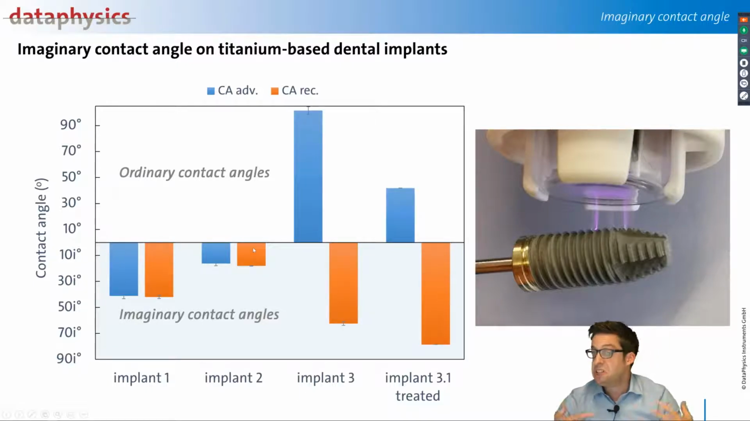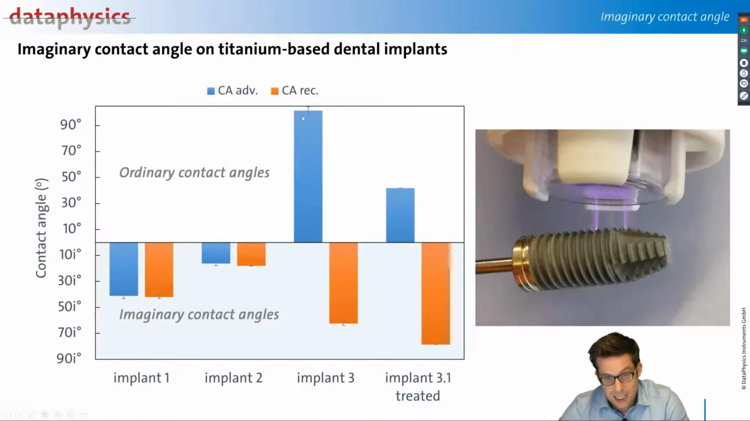So they would be the same for you. You do not see any difference. But with imaginary contact angle measurement, you can clearly see that implant number 1 is much more hydrophilic than implant number 2. Now, just one little example, we also had a third implant, and this third implant did not give us an imaginary contact angle at the beginning, but a very high normal contact angle. So this substrate, this implant, was not wettable.